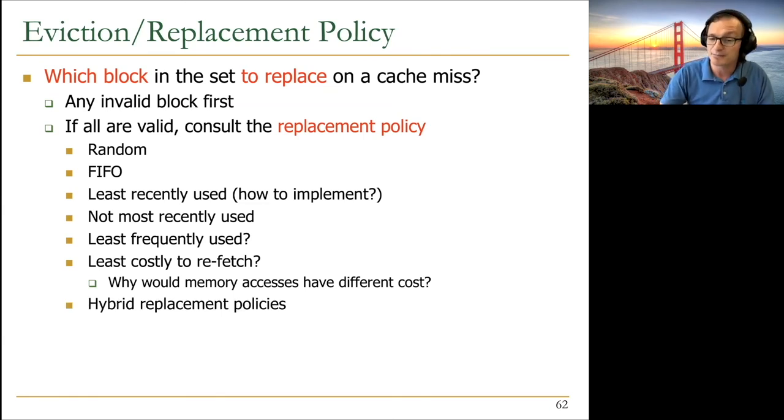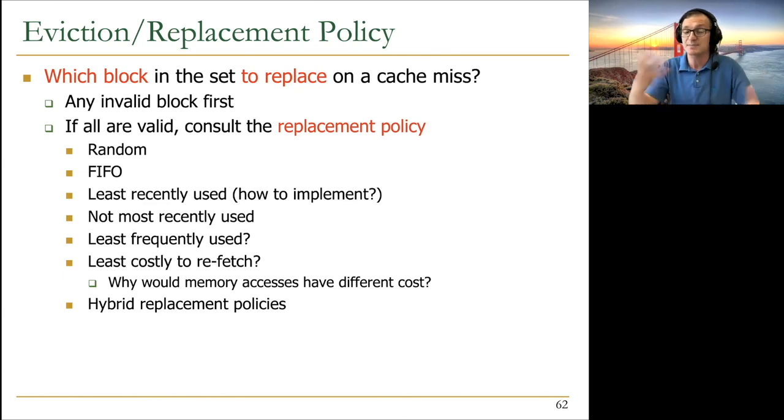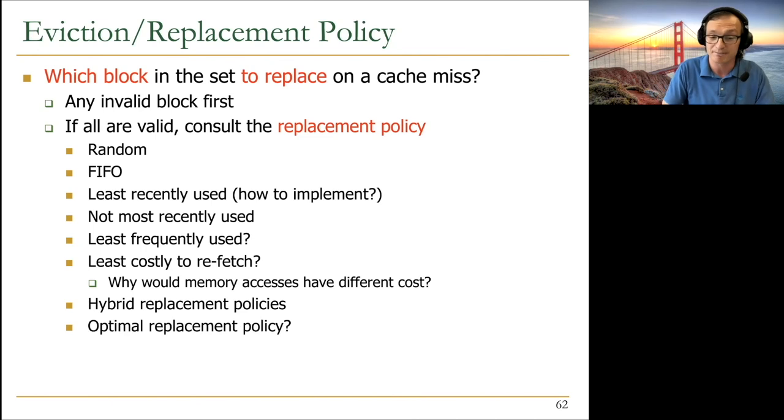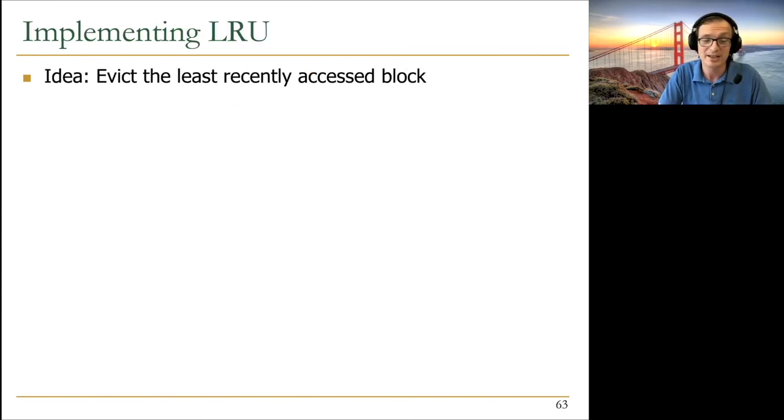There may be hybrid replacement policies. Again, we are going to briefly talk about that in the next lecture because one replacement policy is not good for all patterns. Earlier, one of your fellow students mentioned maybe branch prediction ideas can be applied to caches. Yes, absolutely. This hybrid replacement policy is very similar to hybrid branch predictors. Different access patterns may benefit from different replacement policies, and you may actually have different replacement policies to cater for them. What is the optimal replacement policy? We're going to talk about that as well.